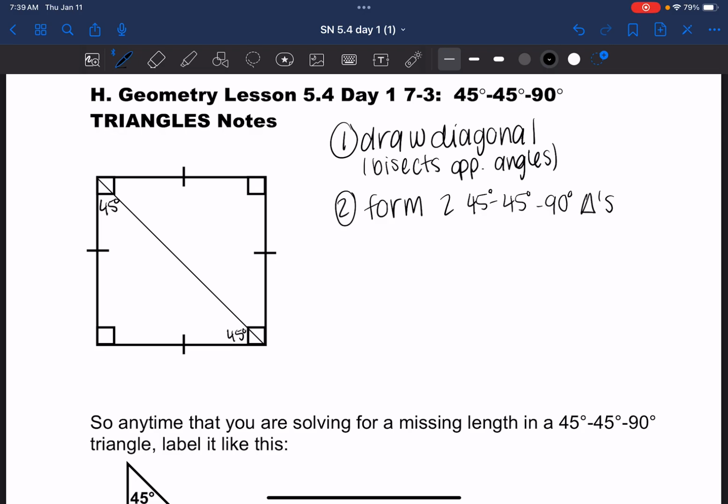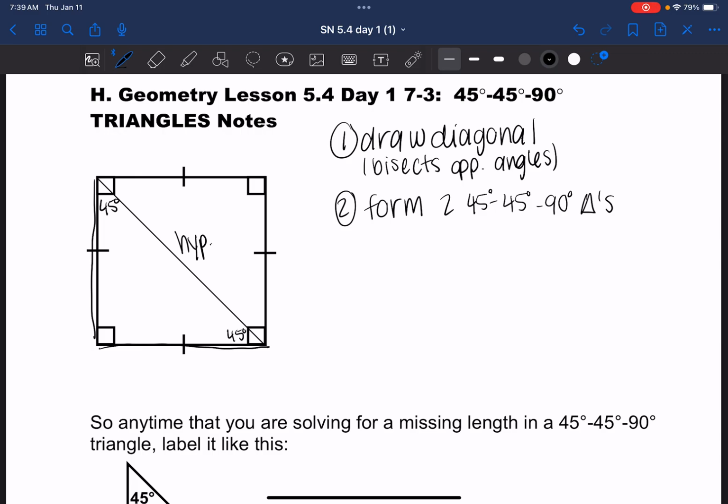All right, so then just like yesterday, we are going to need to solve for missing sides. Now, just like yesterday, I am going to label one of my legs X. Remember, these would be considered the legs over here and here, while the diagonal would be considered our hypotenuse.